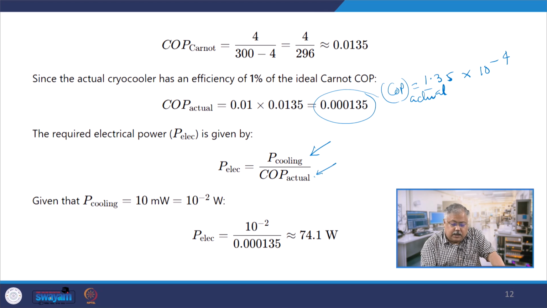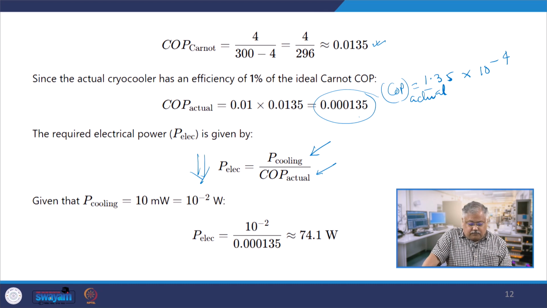So, you see, if your COP actual were larger, I would have required a smaller amount of electrical power. I will give an example. Let us say this is 100 times smaller as compared to this, which means if I had used the ideal Carnot refrigerator, my P electrical would have been 100 times lower. Getting my point? The amount of power required will be 100 times lower as compared to the ideal case.